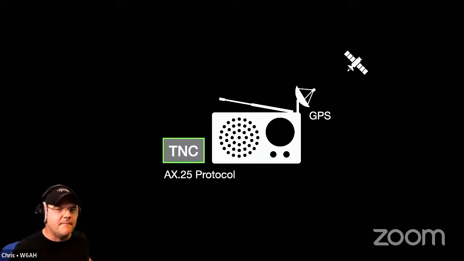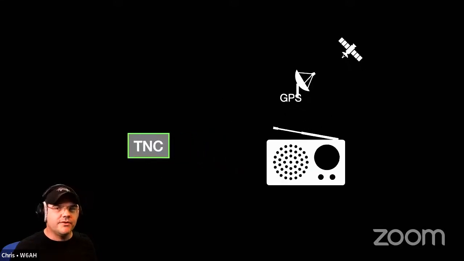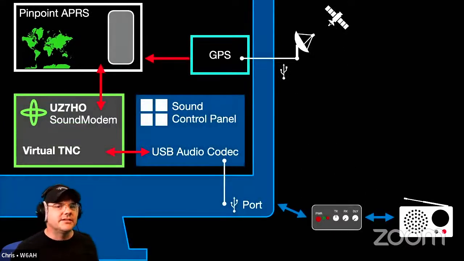But that's kind of the minimum to be able to send. That's if you are a normal ham just out there sending APRS packets. You can do all of this directly from your radio. However, with an EmComm setup, more than likely, you're going to be using a system very similar to what we just looked at for our WinLink setup.